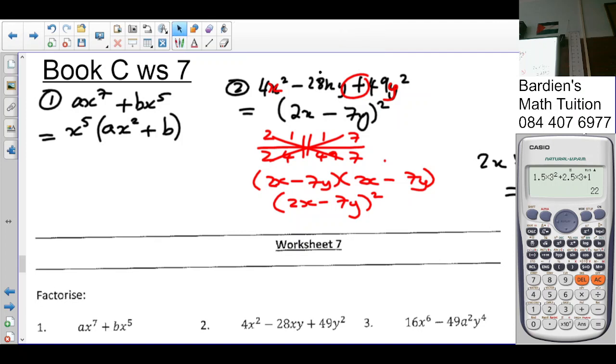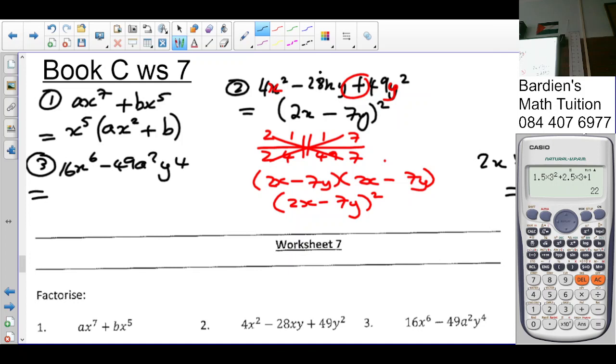No problem. Okay. Let's look at number 3 quickly. Number 3, you've got 16x to the 6 minus 49a squared y to the 4. People, is there a common factor there? No. What's going to make a difference between two squares? Yes, Michael?